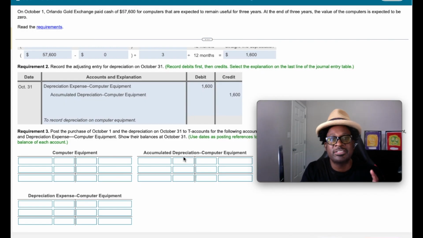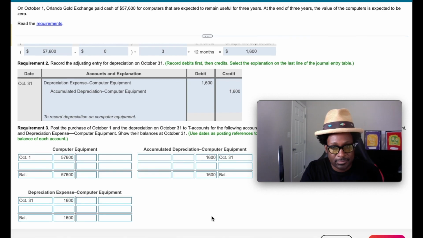Now we're instructed to post those transactions into the ledger. And we know how to do that, gang. We're simply going to take that information that we journalized and post it into the ledger as such. We're going to check the answer.